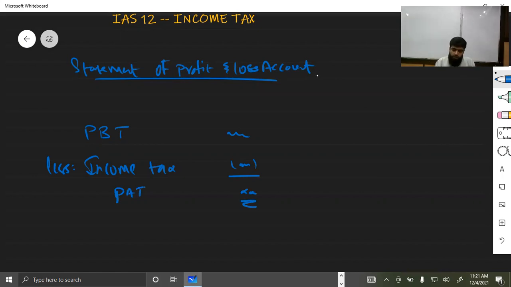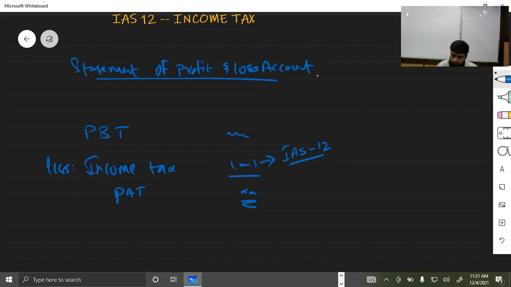Now the question is, how is this income tax calculated? This income tax is calculated according to IAS 12. IAS 12 gives you rules and regulations on how to account for that income tax in your P&L. So income tax is completely guided by IAS 12, that is, how to account for that income tax.